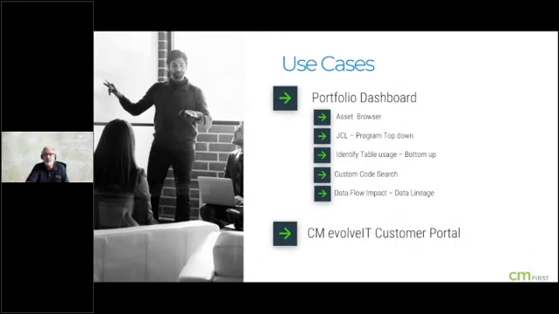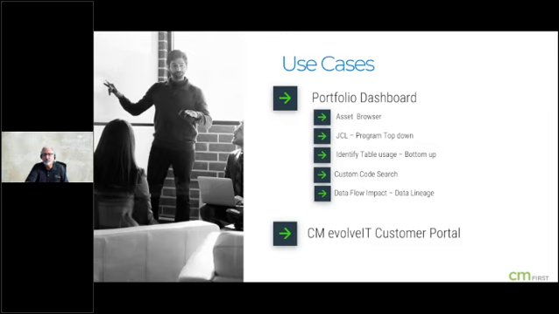So a few use cases we're going to cover today in our portfolio dashboard. We're going to talk a little bit about the overall application, including the asset browser. We're going to do some top-down impact analysis from JCL. We're going to identify some table and column usage, that bottom-up approach. And we have an elastic search that we've added recently into CM Evolve AT, so we can look at where things can be found within source code. And what's nice is you can actually diagram directly from that process.